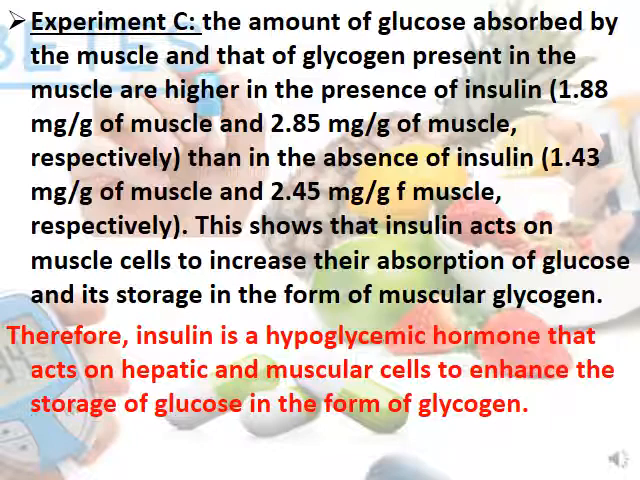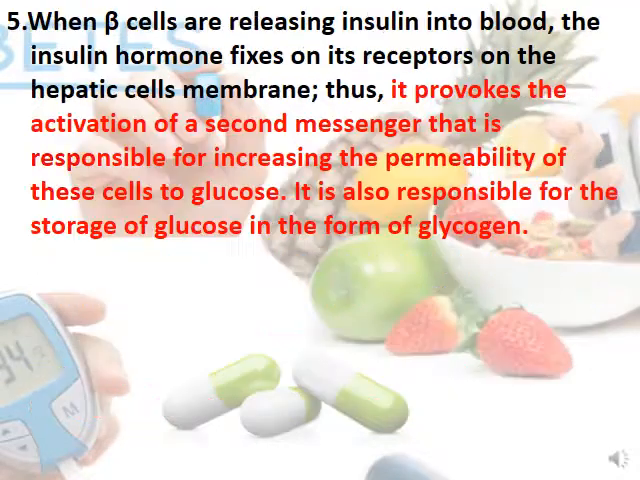They are higher than that in the absence of insulin, as we said, 1.43 milligram per gram of muscle and 2.45 milligram per gram of muscle respectively. So this shows that insulin acts on muscle cells to increase their absorption of glucose and its storage in the form of muscular glycogen. Therefore, insulin is a hypoglycemic hormone that acts on hepatic and muscular cells to enhance the storage of glucose in the form of glycogen.